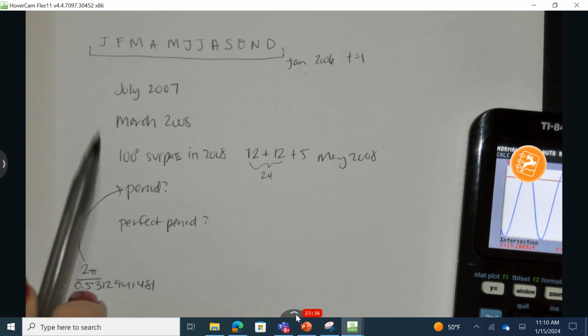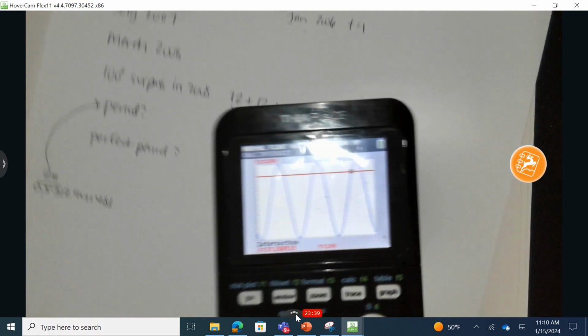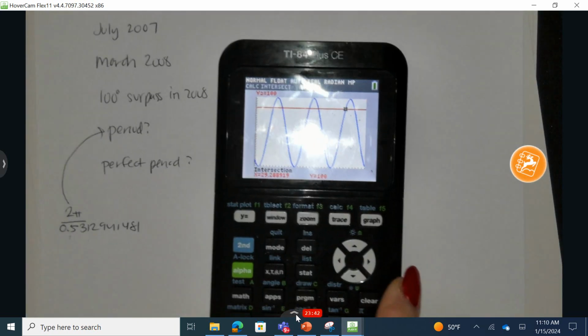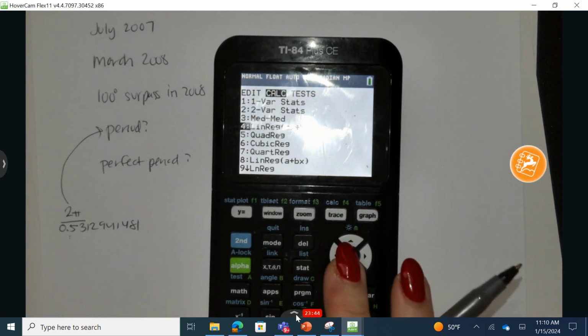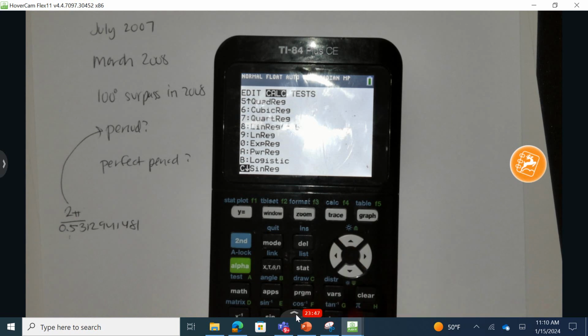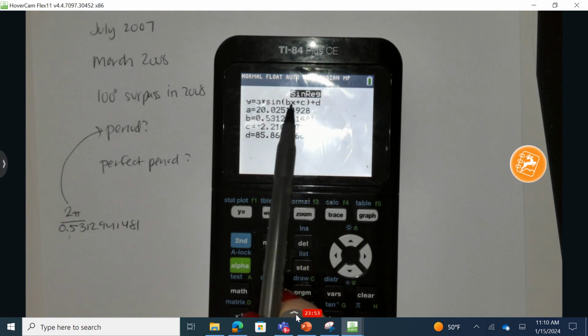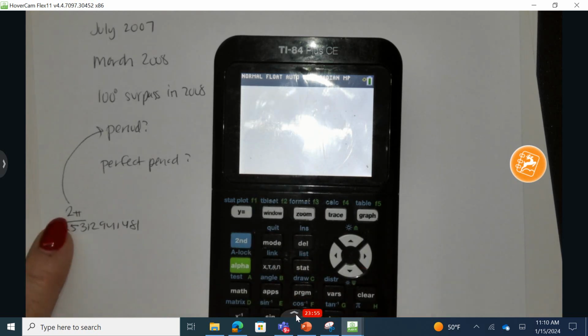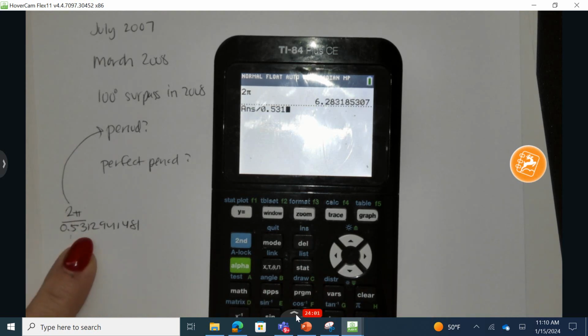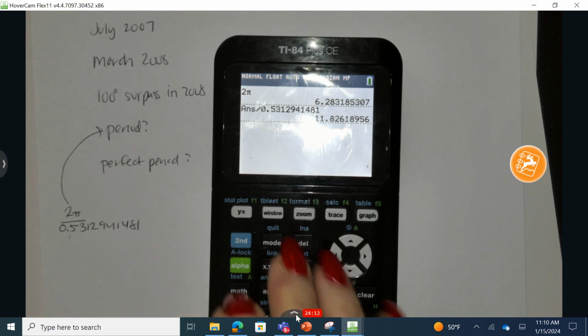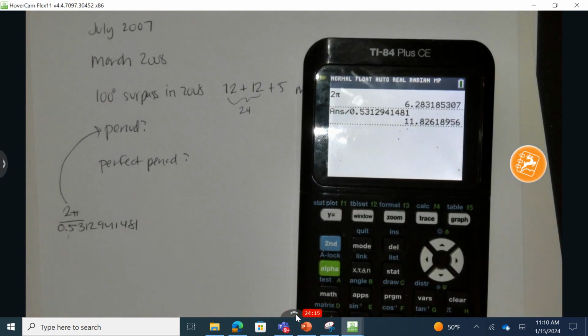So what is the period? Since this is a sine curve, we're going to take 2 pi divided by this amount that I was able to take when we did the stat calculate. Just demonstrating again where I found that. And it's the value in front of the x. So in front of the x, it's this value. So I'm going to take 2 pi, get a decimal answer, and then divide it by 0.5312941481. So 11.8 approximately is the period. Now, in a perfect period, if this was done perfectly, it would be exactly 12 months.